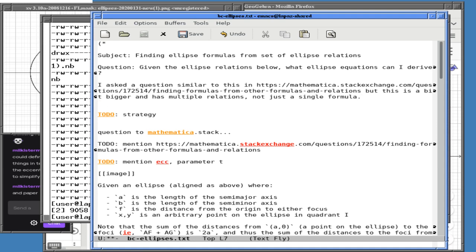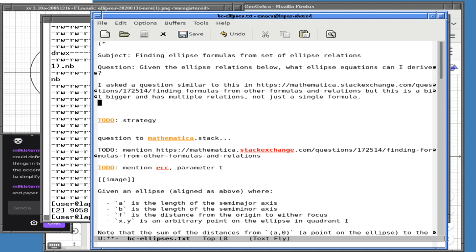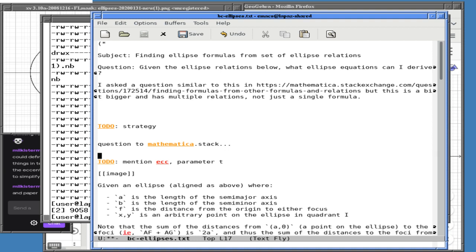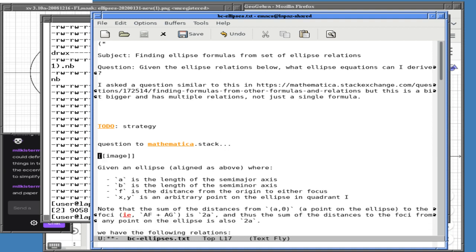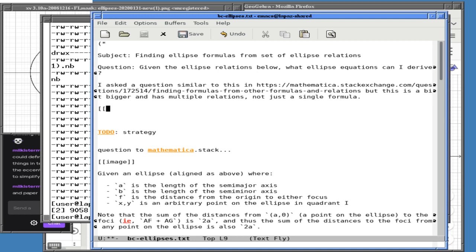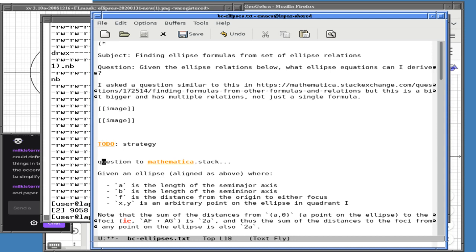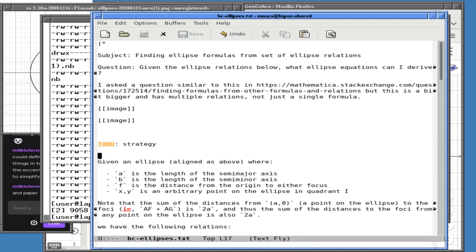Okay. So let's see. I did mention this now. I did mention this. Okay. So we're going to have both images right here. We're already formulating the questions. We're okay on that.